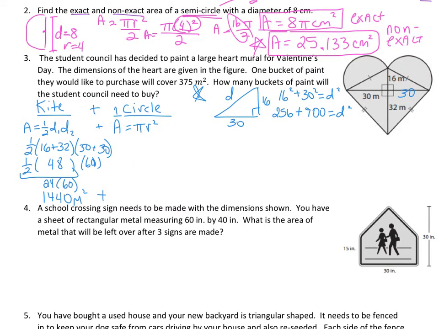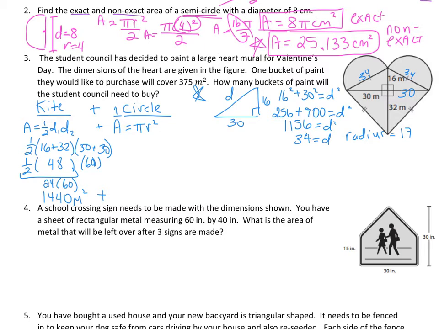Your first step should have been the 256 plus 900, and that gives us 1,156. When we take the square root of that, we get 34, and it's exactly 34. So our diagonal up here, or the diameter itself, is going to be 34. That means that the radius is half of that, so that gives us 17 for our radius.